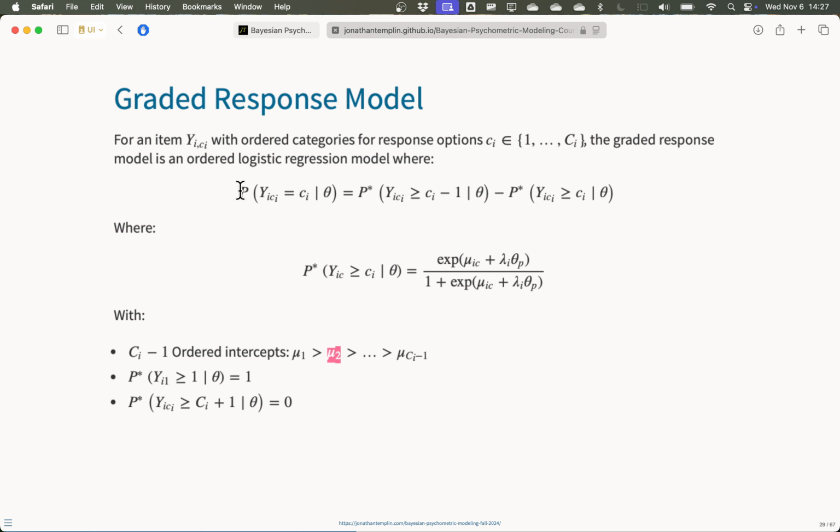And to make the math work out in this range, we have two other constraints. The probability of being in the first category or higher is equal to 1. Well, that makes sense because you can't be below the first category. And 2, the probability of being in a category above the highest category is equal to 0. So in that case, this math works out for all categories.